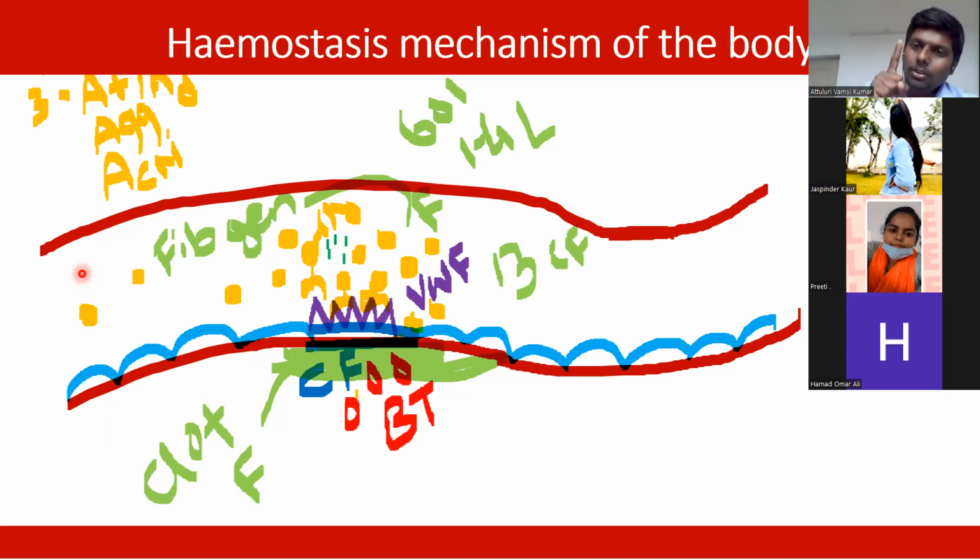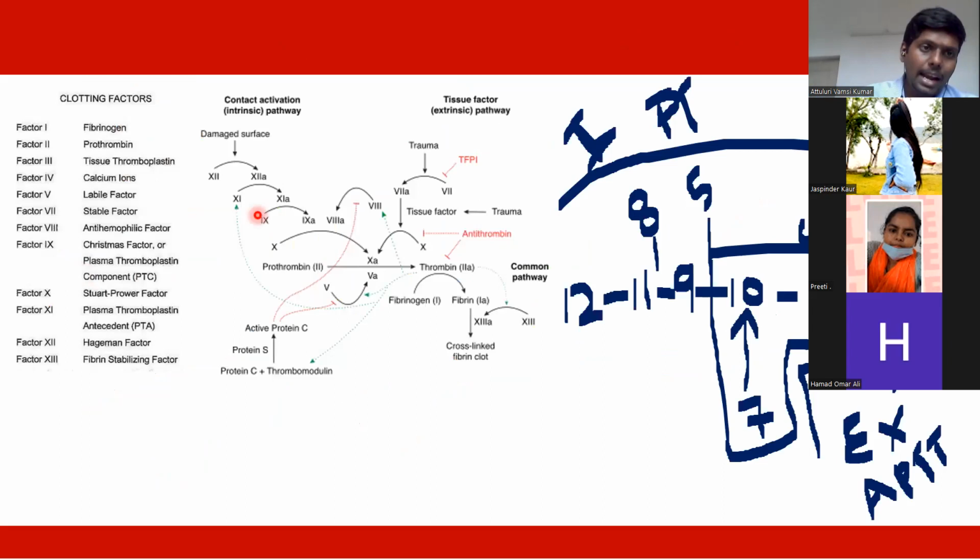That is why clotting factor 8 is named the anti-hemophilic factor. Clotting factor 8 will prevent hemophilia disease. Okay, that is why the 8th clotting factor is called the anti-hemophilic factor.